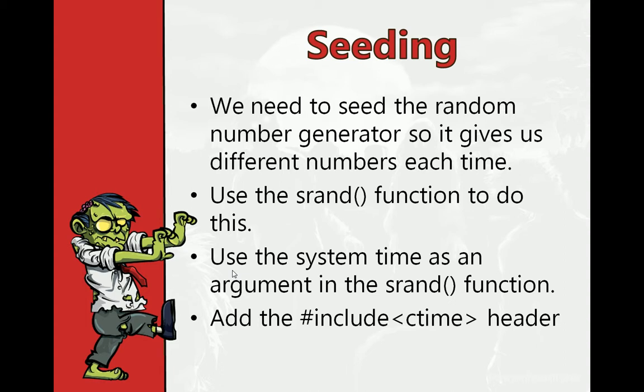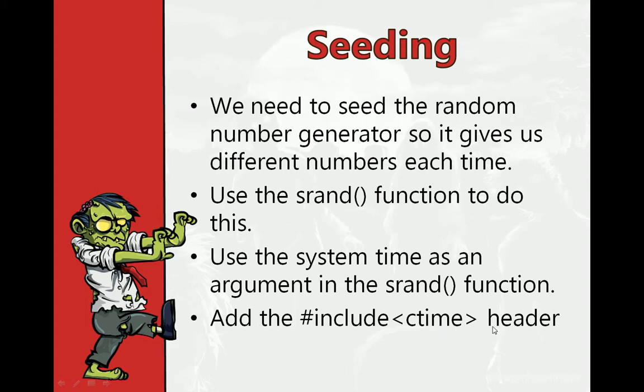We use the srand, or seed rand, function to do this. And what we're going to feed into the srand function is the system time, because the system time is always going to be unique. Okay, it's always going to be a certain month, a certain day, a certain year, a certain hour, a certain minute, a certain second, that type of thing. Alright, and in order to use the time function, we're going to add the #include ctime header file to our program. And we'll see how to do this in the lab portion of this lesson.